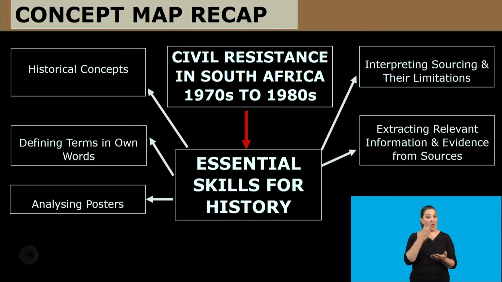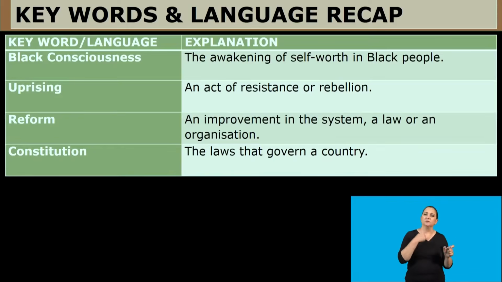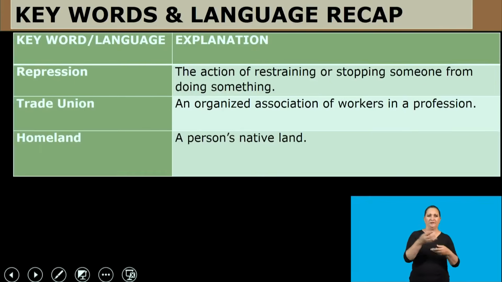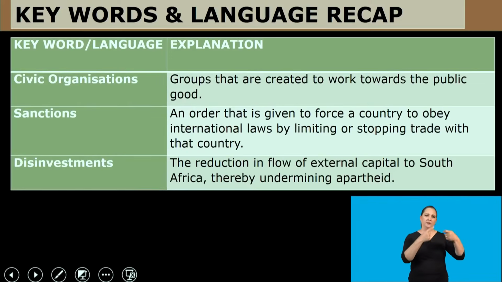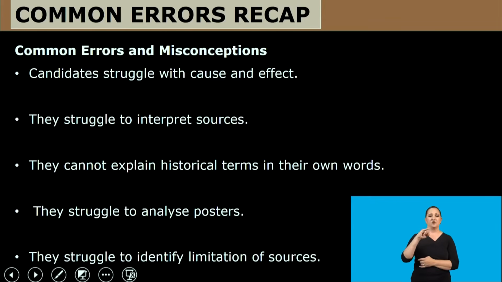We also looked at essential skills in history, like knowing your historical concepts, defining words in your own terms, analyzing posters, interpreting sources, looking at usefulness and limitations, and extracting relevant evidence from the sources. I also told you about the key words or historical concepts that are very important to know and to be able to define in your own words, like black consciousness, uprising, reform, constitution, repression, trade union, homeland, civic organization, sanctions, disinvestments. Please make sure you know them.